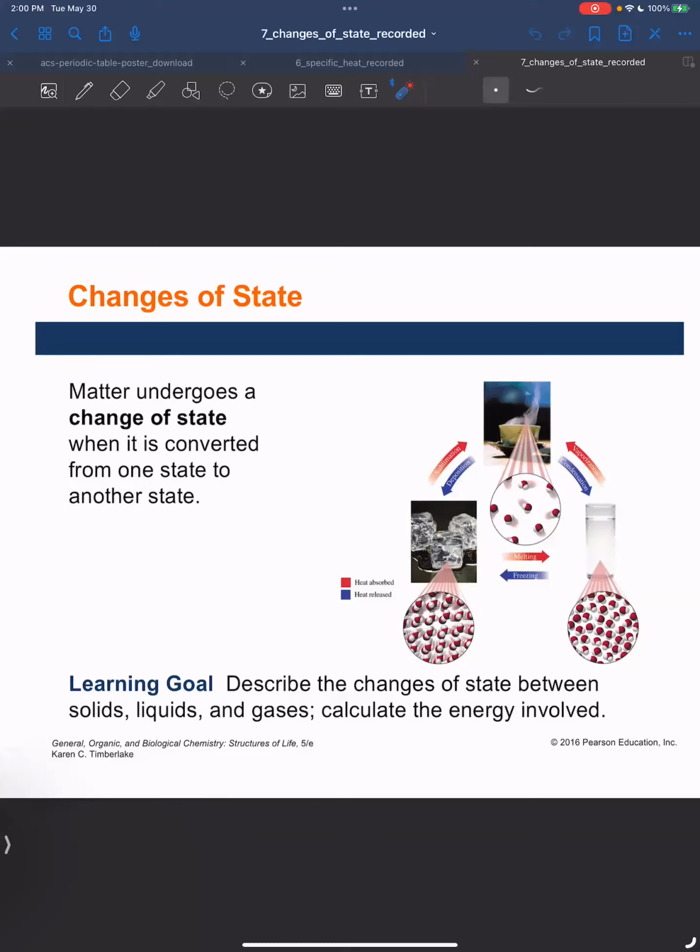Everyone, welcome back. The learning goal for this video is to describe the changes of state between solids, liquids, and gases, and calculate the energy involved. As we've discussed before, matter undergoes a change of state when it's converted from one state to another state. So once again, from solid, liquid to gas. And like I said, in this video, you'll be able to calculate the energy involved in those transitions.